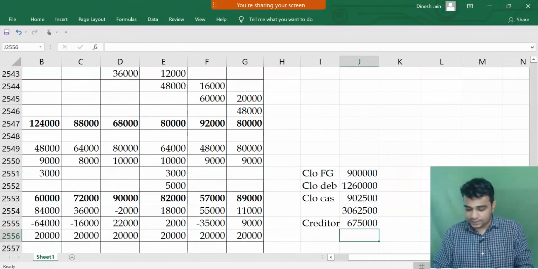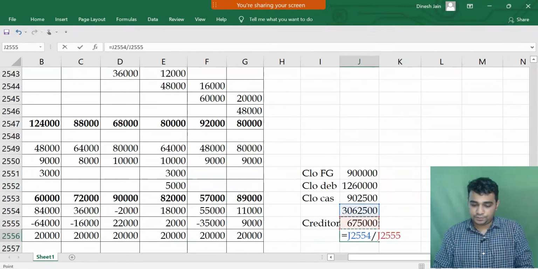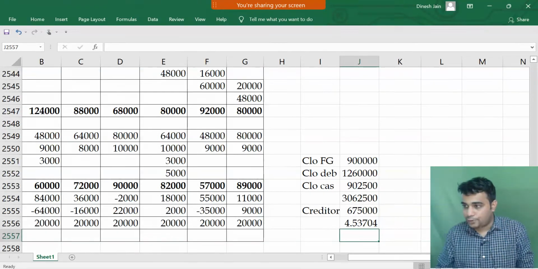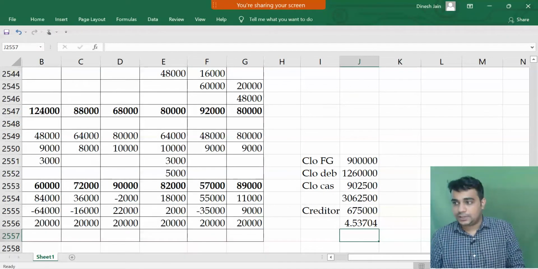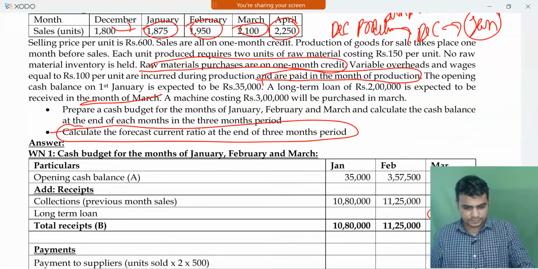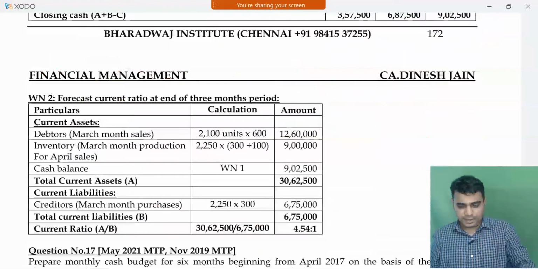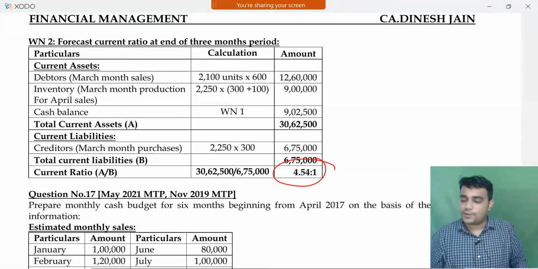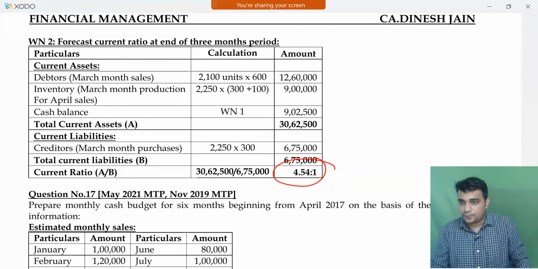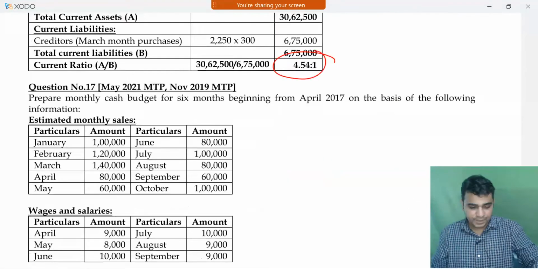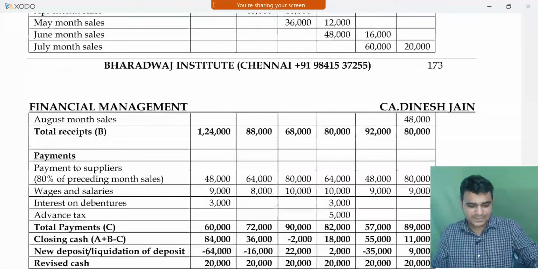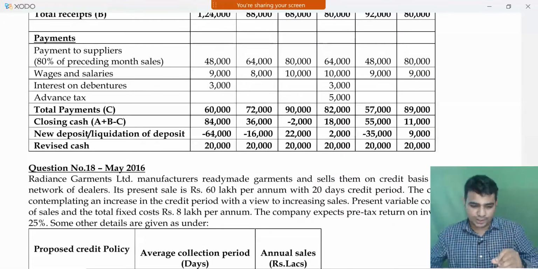Assuming there are no other current liability, I don't see any other information at least in the question. I don't see anything else. So your current ratio is 4.54 is to 1. Balance question on this you can manage it. 17th one question is only there that you can manage.